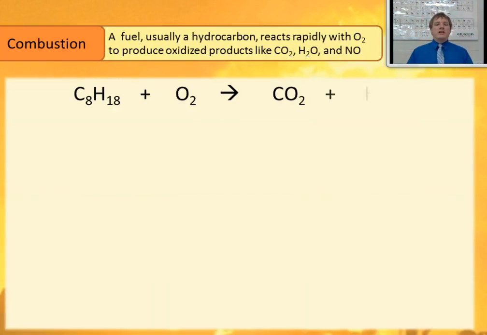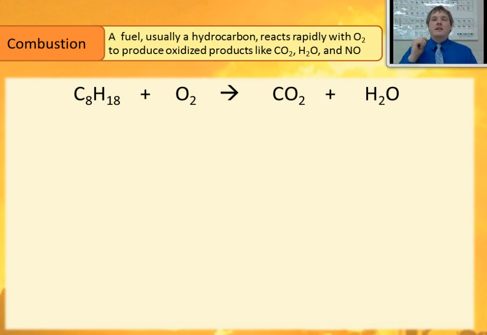Combustion occurs when a substance called a fuel combines rapidly with oxygen and maybe 1 or 2 other things to produce waste products, exhaust. And those exhaust products are usually all oxidized. So they have an oxygen atom somewhere in them. This chemical reaction equation is a prime example of a combustion reaction. This is the burning of octane.